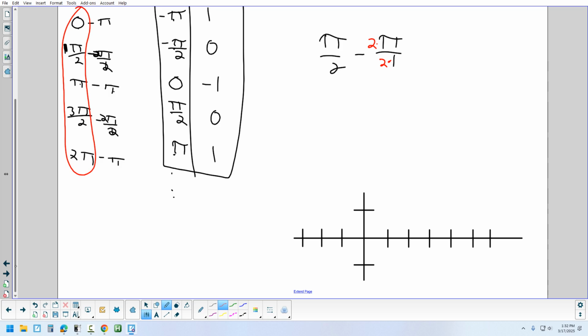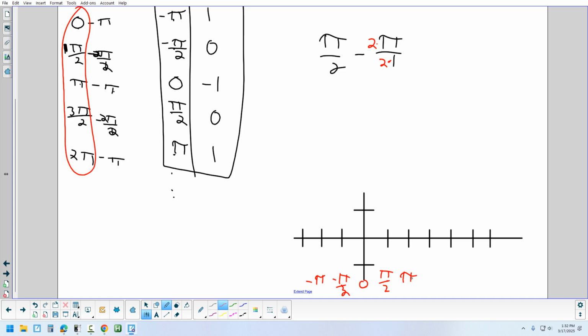You need 2 negative labels. So if this is 0, this would be negative pi, and this would be negative pi over 2, pi over 2, and pi. If that was in degrees, I think you'd see a lot easier that there's a pattern. That's negative 180, negative 90, 0, 90, 180. Next one would be 270, and then 360.